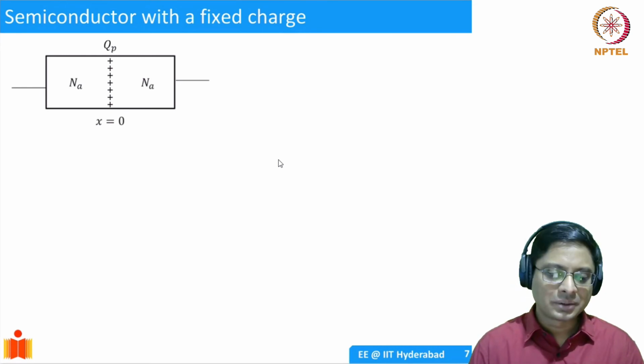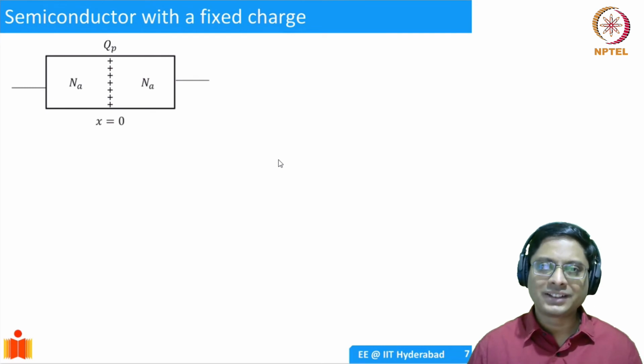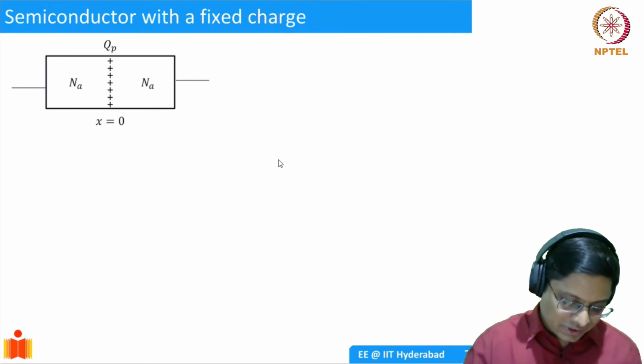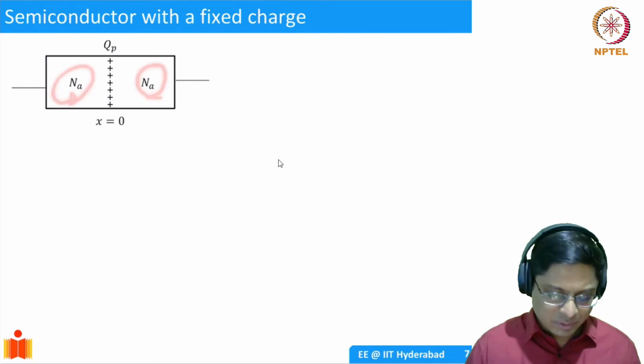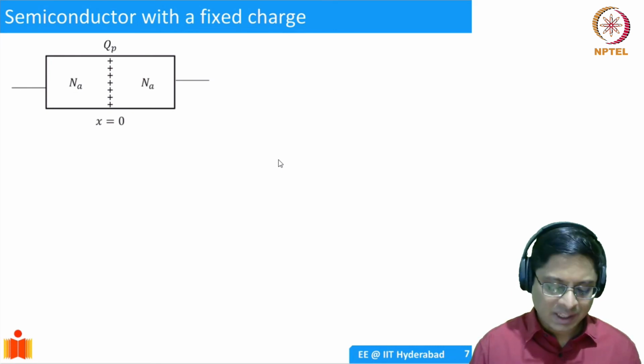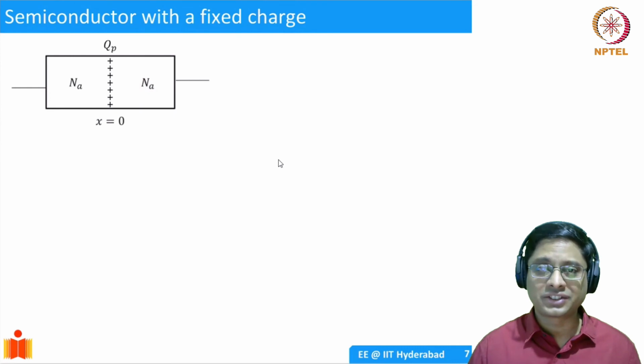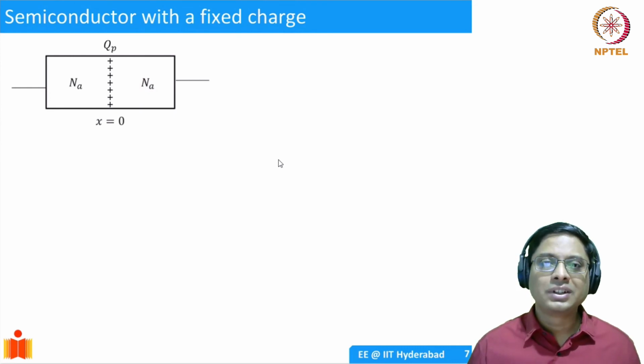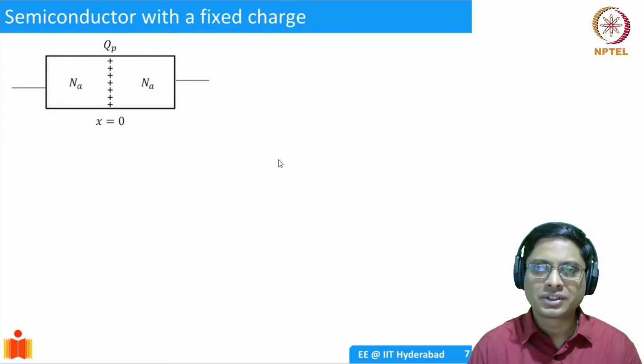I want you to really analyze this. You have a p-type semiconductor, right? And it's symmetric about x equal to 0. So you don't need to see any difference. The p-type semiconductor has lots of holes, which are the free charges, freely able to move. And you are introducing a positive charge. What would happen?